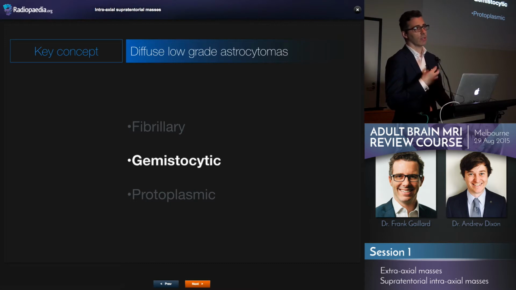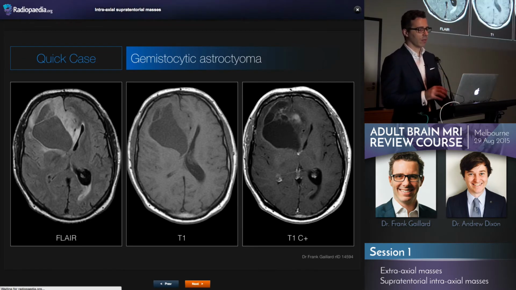Gemistocytic astrocytomas, on the other hand, look entirely different, and it depends on what proportion of the astrocytoma is made up of gemistocytes. We call gemistocytic astrocytomas when there's 20% maybe. The pathologists can't make up their minds. We know that as little as 5% gemistocytes carry a much worse prognosis. But when you have a tumour that's mostly gemistocytes, they look like this.